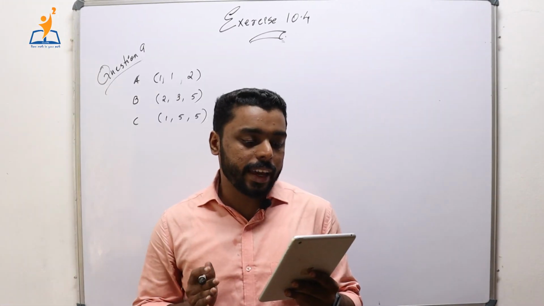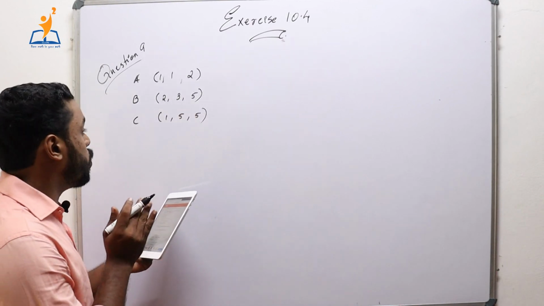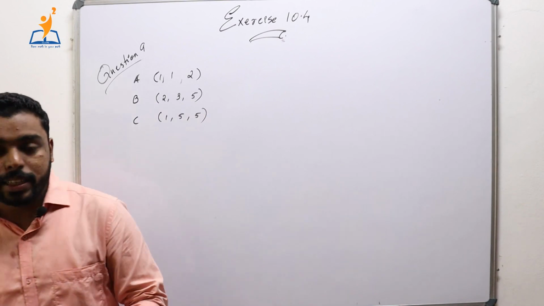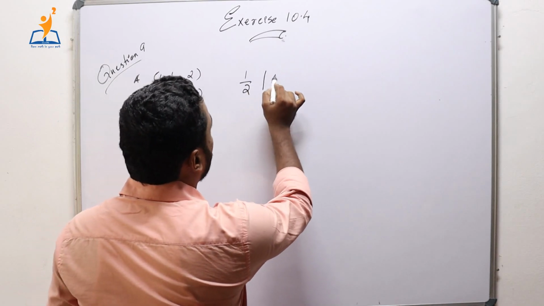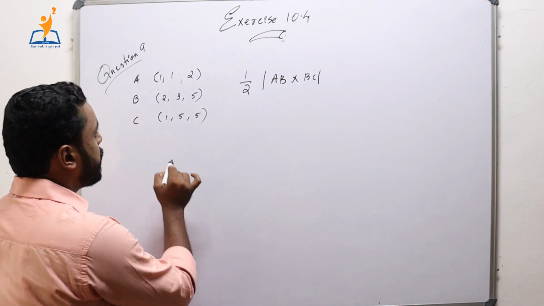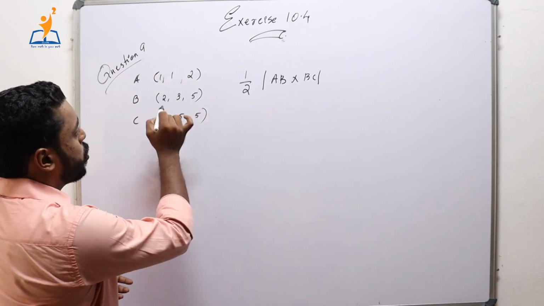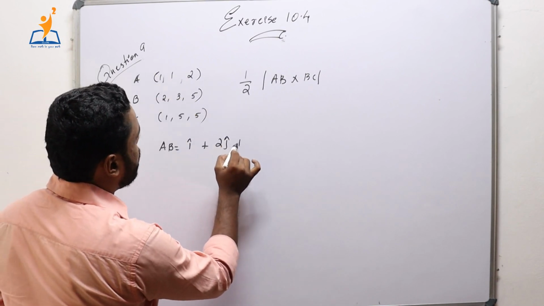Question number 9 is: find the area of the triangle with the vertices A equal to (1, 1, 2), B (2, 3, 5) and C (1, 5, 5). We know that by cross product the area of the triangle can be easily identified as half of mod AB cross BC, right? We can easily find AB and BC. Suppose AB can be found out as (2 minus 1) i cap, so i cap plus 2 j cap plus 3 k cap.